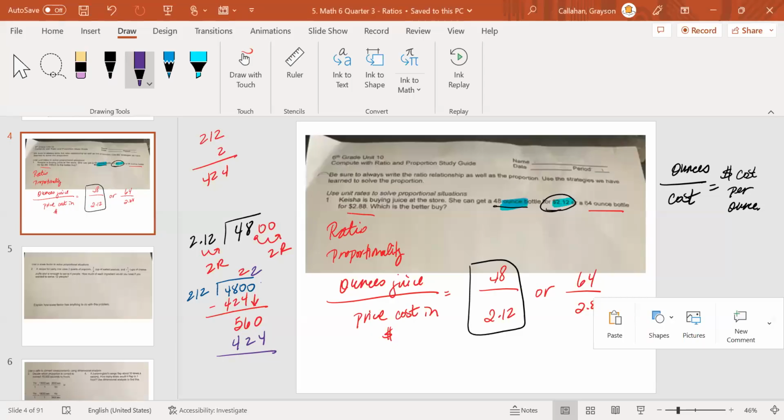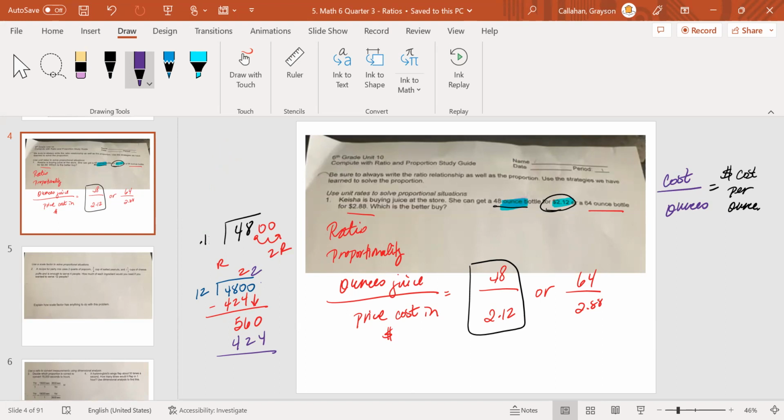So I'm actually going to take a step back. I did this incorrectly. We want to put the cost on top divided by the ounces, which will give you the cost per ounce. So cost goes on top, ounces go on the bottom. So we have to redo that part. Let's go ahead and divide it backwards. Go back a little bit.